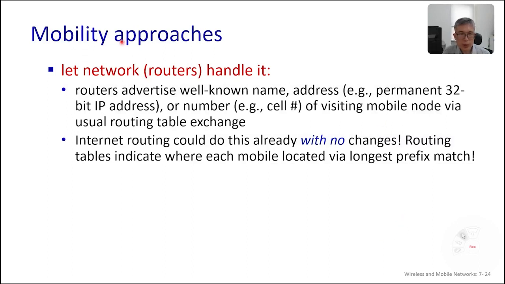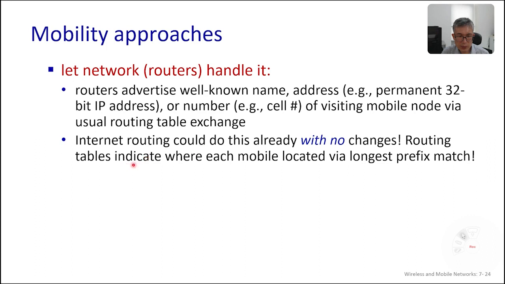So for mobility approaches, let the network or routers handle it. Routers advertise the well-known name, address, permanent 32-bit IPv4 address, or cell ID number of the visiting mobile node via the usual routing table exchange. So in that case, no change is needed.